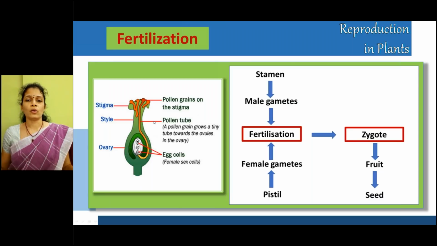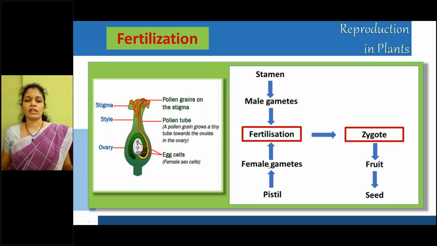Now, what does this pollen tube contain? The pollen tube contains the male gametes. Now, the male gametes entered into this ovule and fused with the female gamete. Now, female gametes and male gametes fuse together and form a zygote. Now look at this flowchart here.